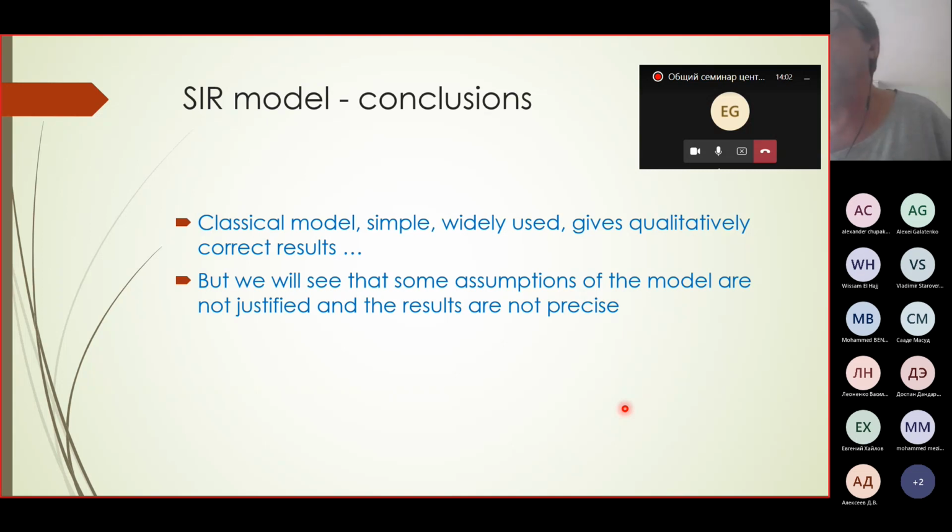So everything is perfect, except that some assumptions of this model are not justified, and the results of this model are not precise. And this is exactly what I'm going to discuss in my presentation today. We will introduce some other models, and we will compare these different models.